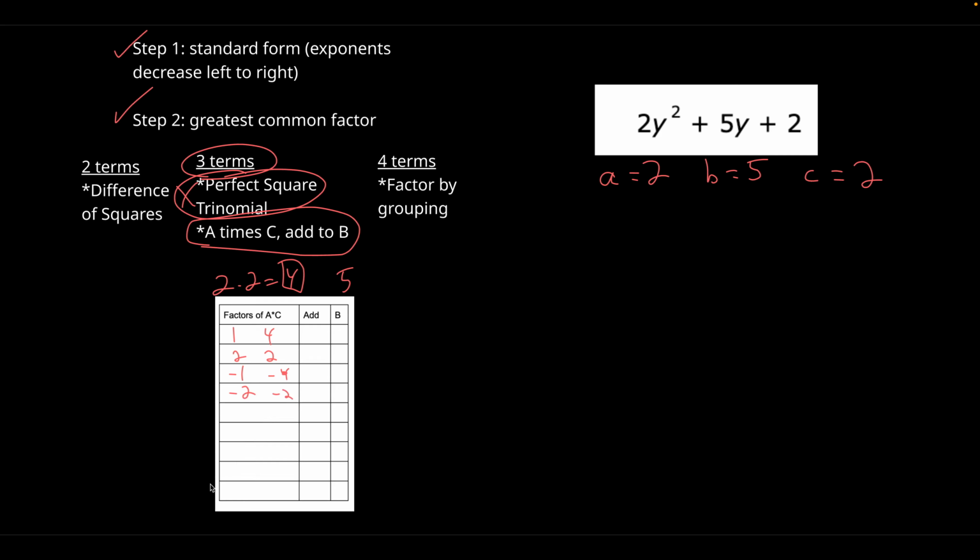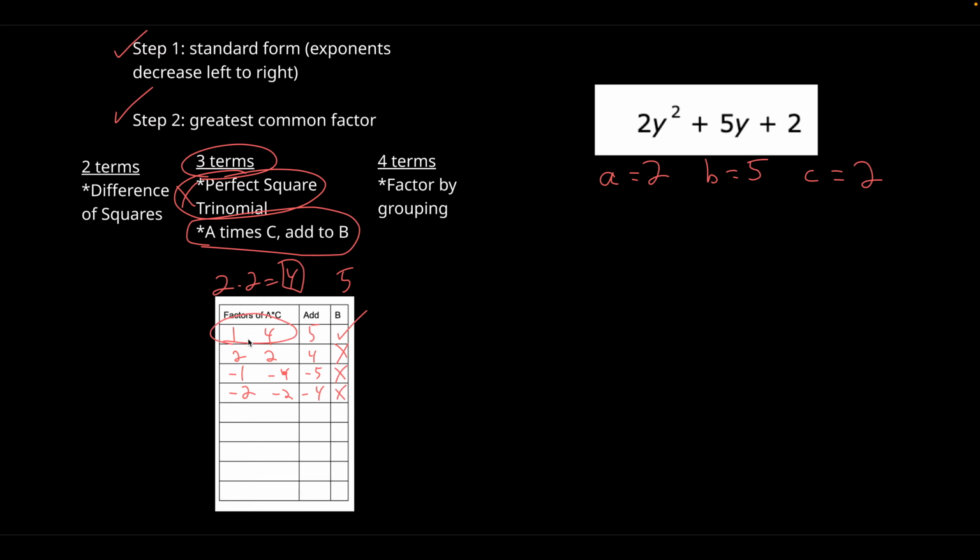All right, a times c add to b. So we're going to add each of these pairs. 1 plus 4 is 5. 2 plus 2 is 4. And so on down the list. And which one of them gave us our b term? Which one of them gave us the 5? Well, the first pair did actually. This one works, does not work, does not work, does not work. So these numbers right here, this 1 and 4, these are the magic numbers, the magic pair.